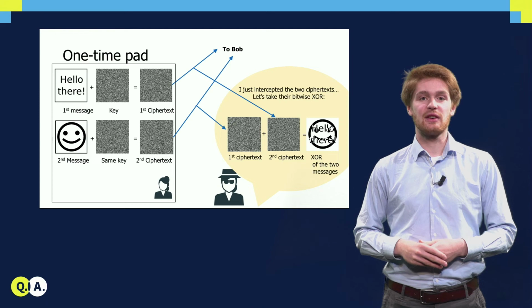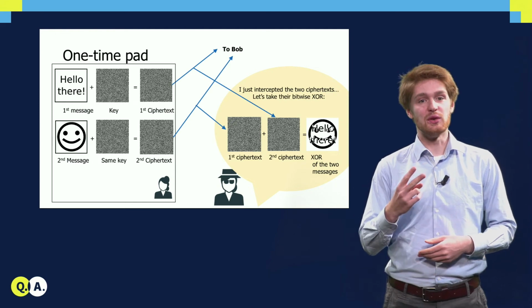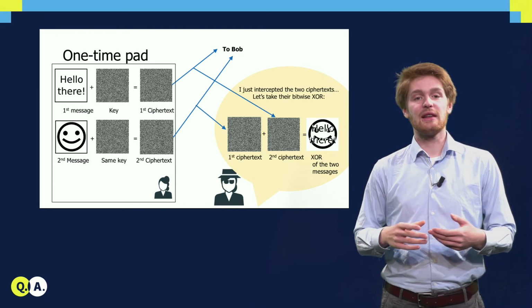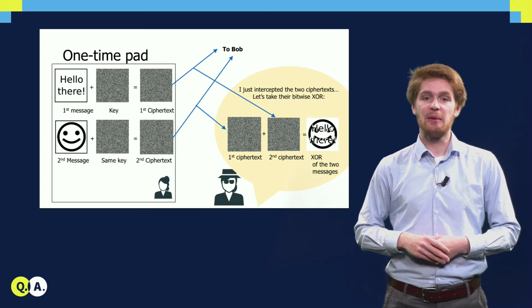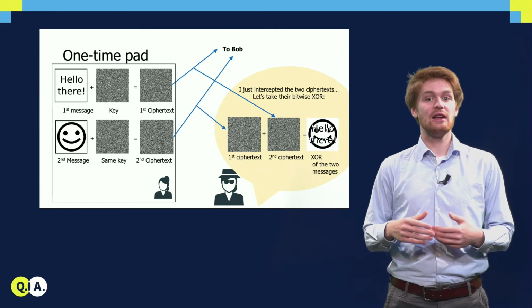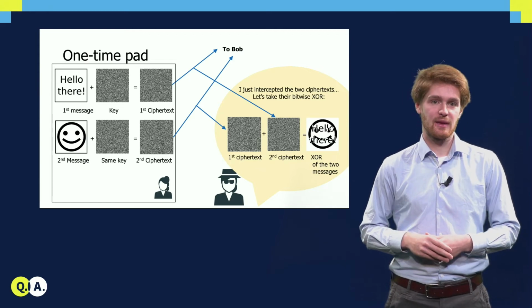But now the situation is very different. Now Eve has two ciphertexts. And by taking the pixelwise XOR of the two ciphertexts, she gets the pixelwise XOR of the two messages, which Eve can now suddenly read.